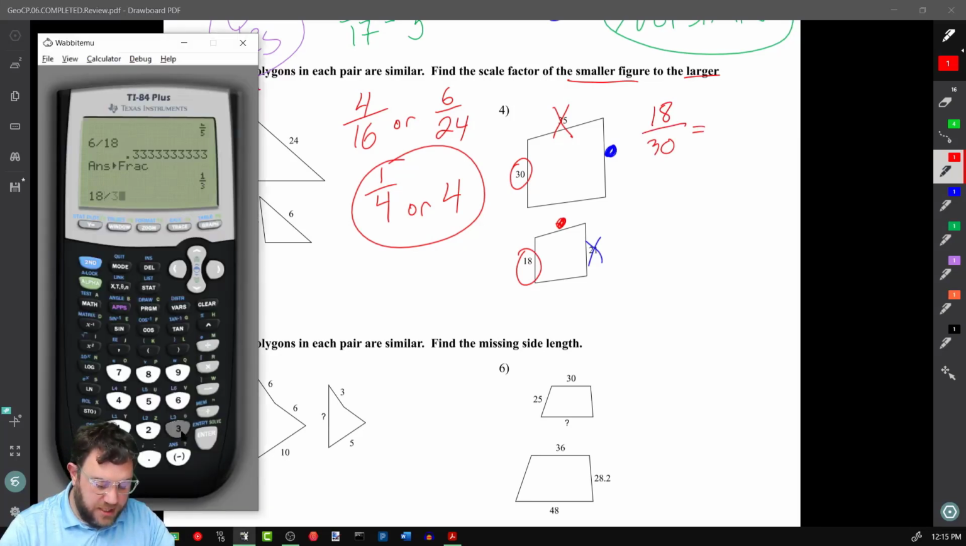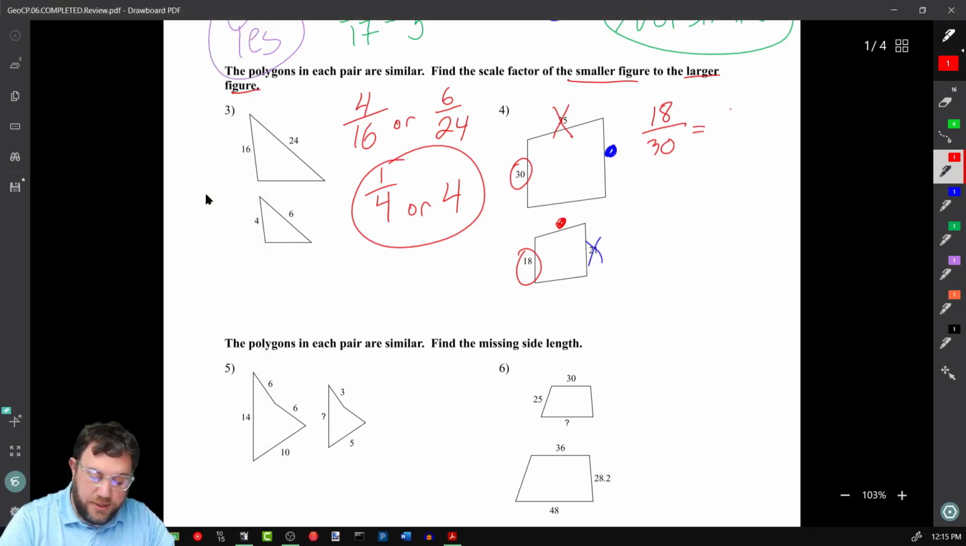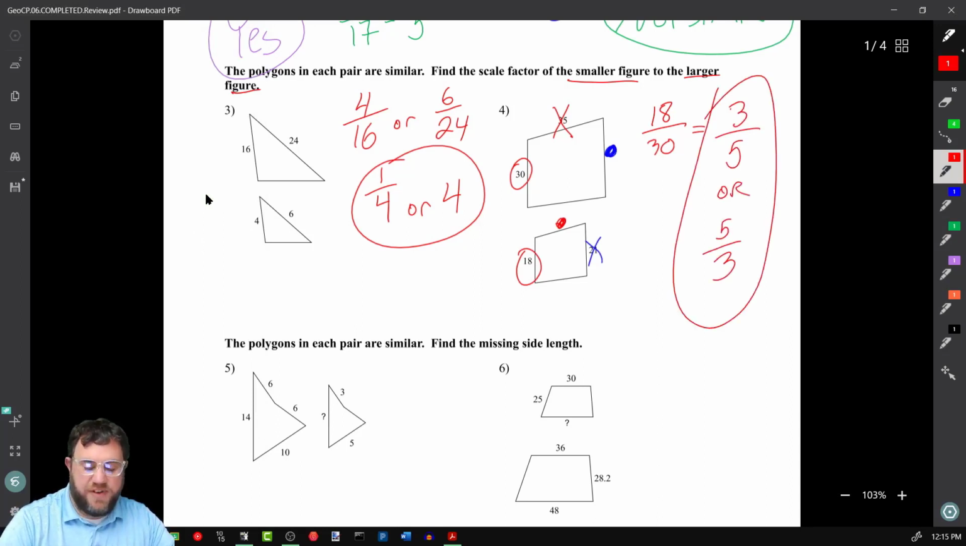18 divided by 30. Remember, top divided by bottom. And I'm not even going to click enter. I'm just going to go straight to math. Enter, enter. And so notice this reduces to 3/5. Or, again, you could have that upside down. If you said 5/3, that would be totally acceptable to me.